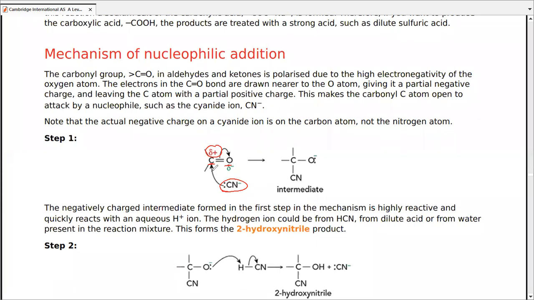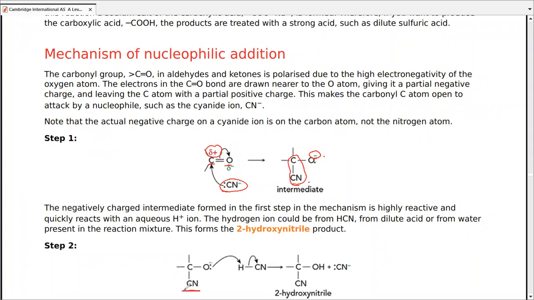Now, when the CN attacks carbon, one of the bonds, not both bonds, moves onto oxygen. So the CN gets attached to carbon in an intermediate, and oxygen has the negative charge because of the bond moving onto oxygen. Now carbon and oxygen are singly bonded, not doubly bonded anymore.